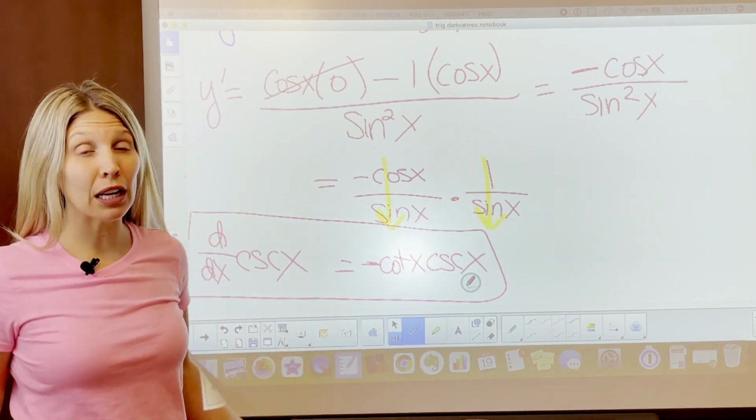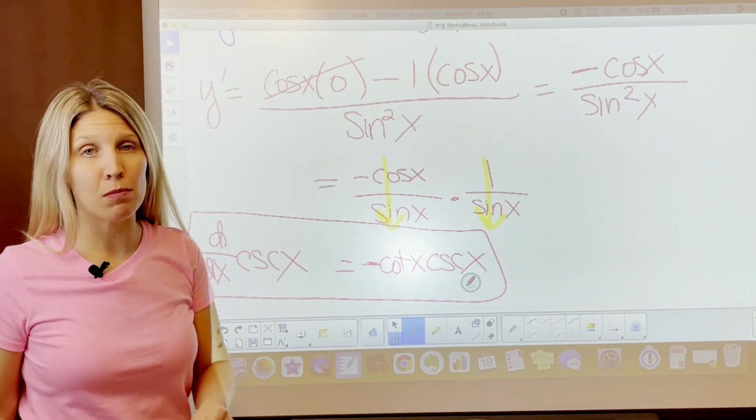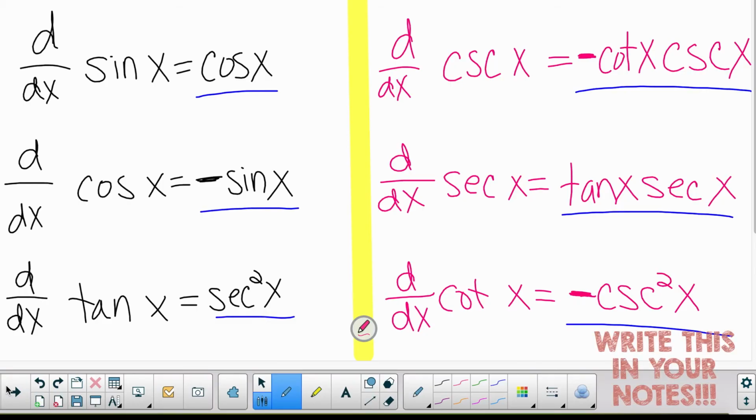And if you ever forget them on a test, you can always solve for them to make sure that you're doing it correctly. These are all your trig functions and their derivatives. Make sure you get these down in your notes.